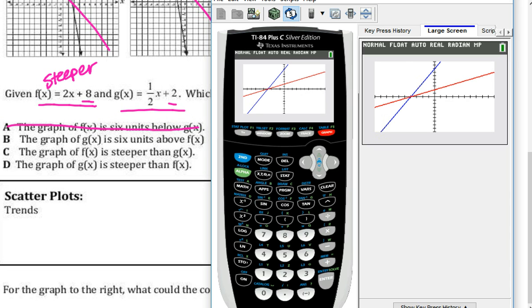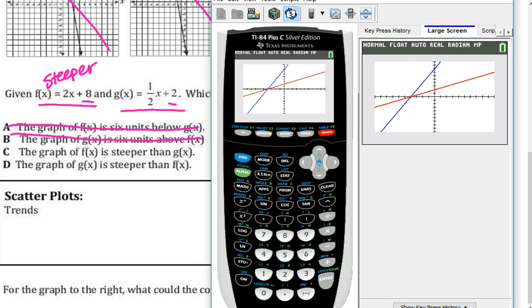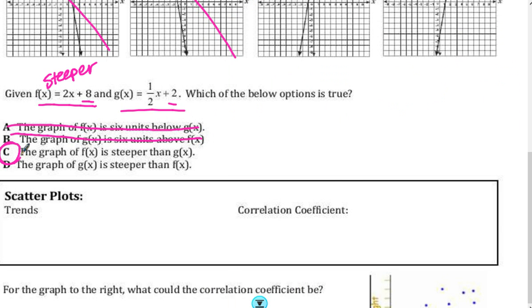And looking back, now the graph of g of x is 6 units above f of x. So that's actually saying the same thing, right? It's saying that g of x is 6 above f of x, which is not correct again. So eliminating answers. Now, the graph of f of x is steeper than g of x. I would have to agree. If we look at the blue line, he is steeper versus the red one who's not quite as steep. So we're going to go see here.